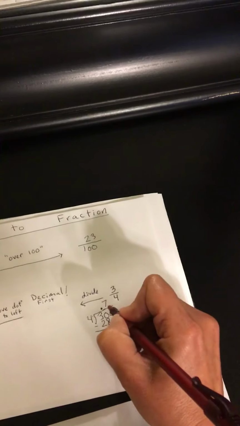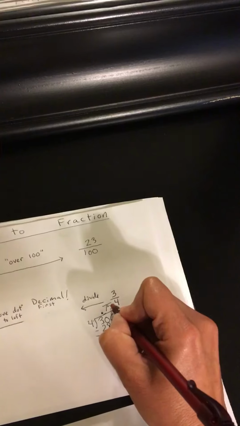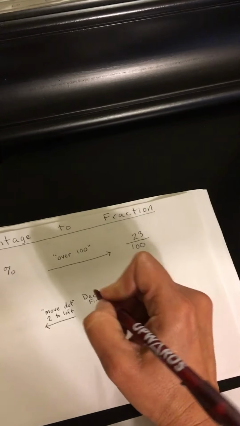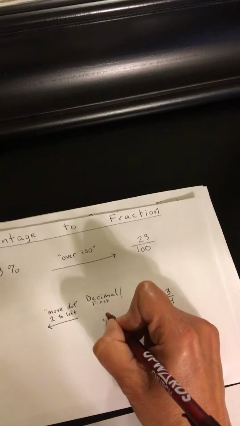4 goes into 20, how many times? 5. 5 times 4 gives you 20, and we're done. So the decimal that we end up with is 0.75.